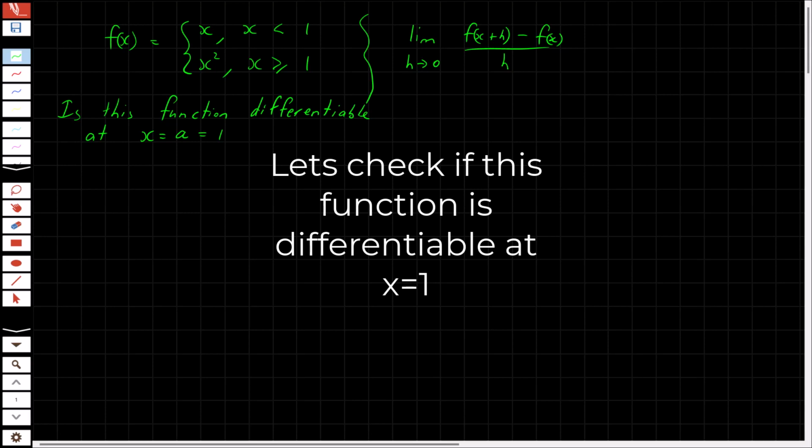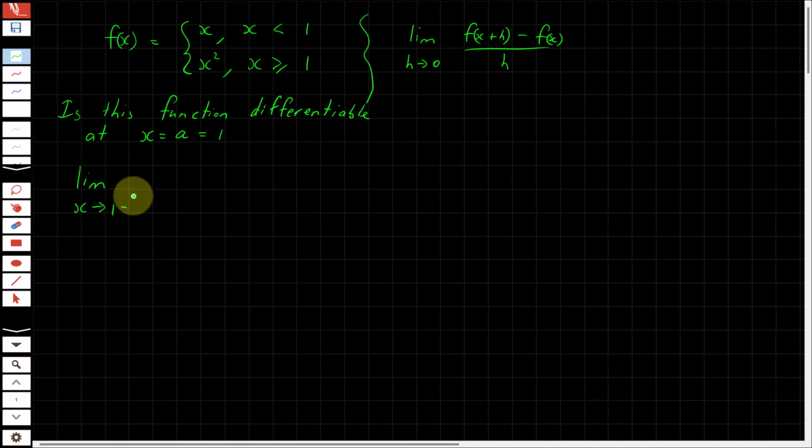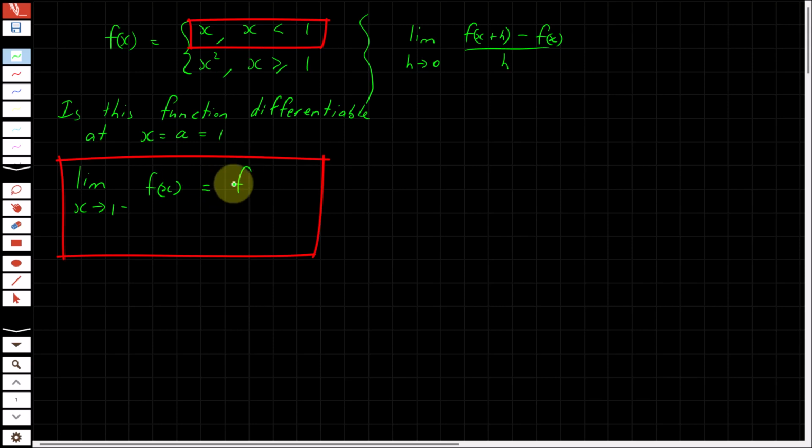In this video, we're going to check if this function here is differentiable at x equals 1. So to do that, we need to take the limit from the left and the right as we approach x equals 1. So let's do that here.